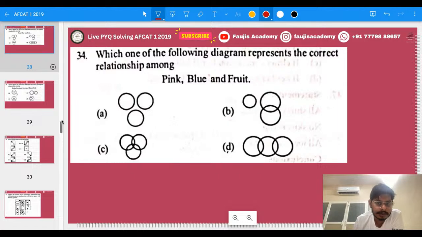Easy one. 38th. Pink fruit. Pink blue fruit. Okay. Fruit can be of pink and blue color, isn't it? That means there has to be an intersection, isn't it, guys?